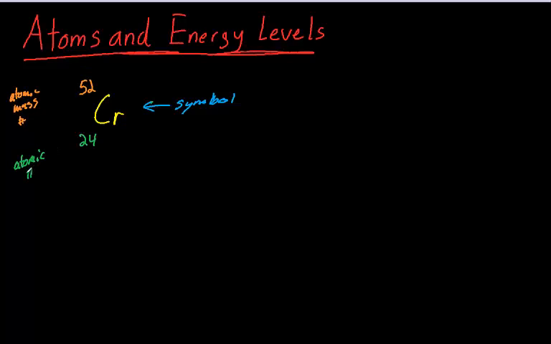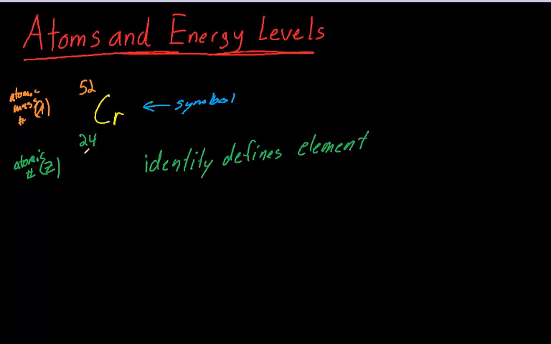So the atomic number is known as Z, whereas the atomic mass number is A. The atomic number is basically how you describe the identity of an element. And in this case, it's 24, so there are 24 protons. And so the identity of any element is defined by the number of protons. So identity defines element. If we had a different number, say 20, it would be a different element, and I think in this case 20 is calcium.